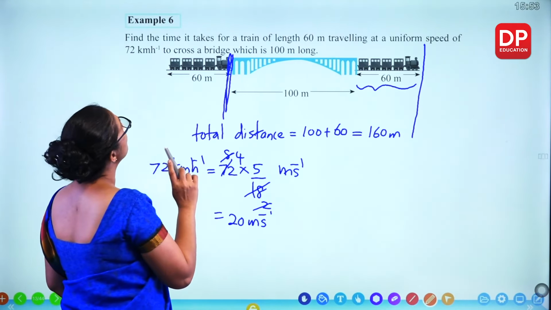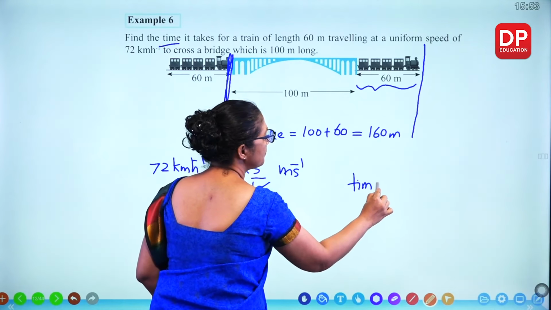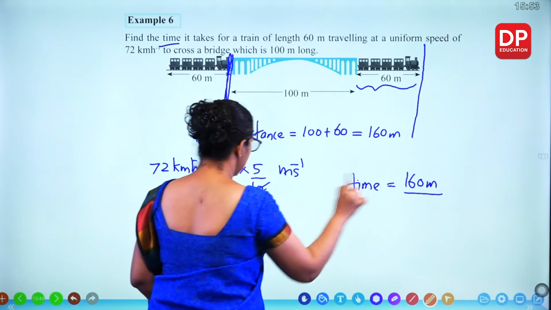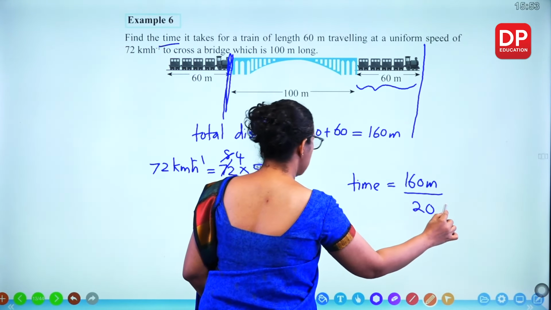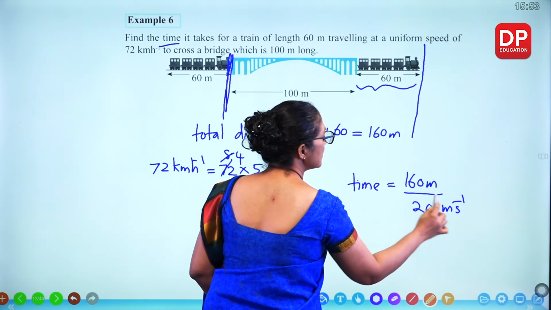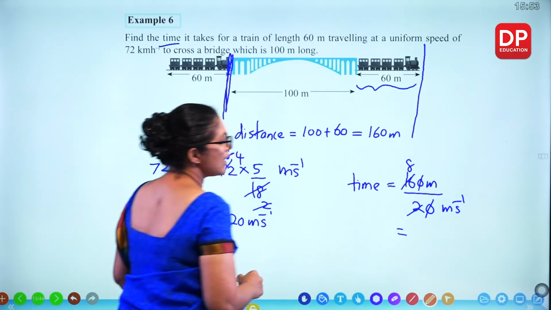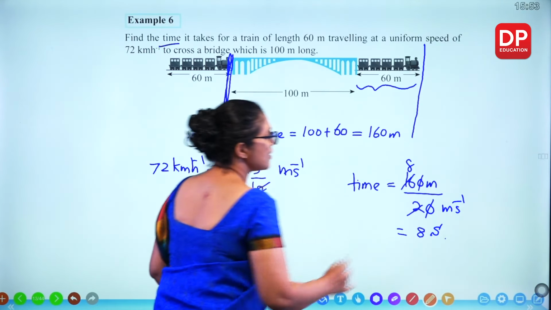Now you can find out the time. Time is equal to distance traveled, that's 160 meters, with this speed 20 meters per second. So you get 8 seconds for this question.